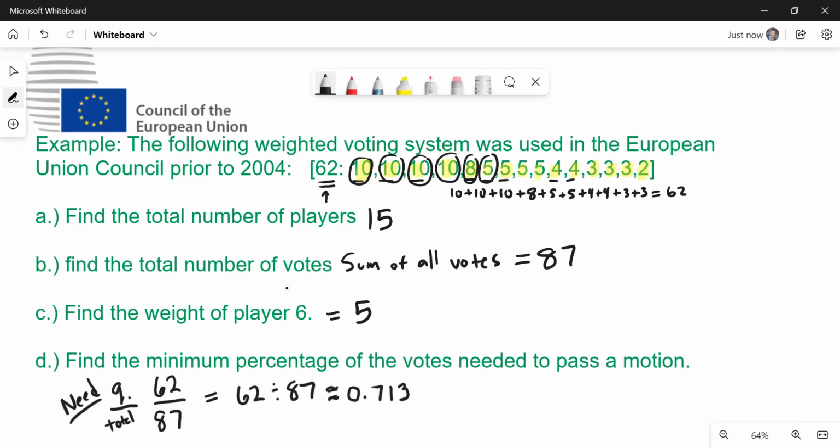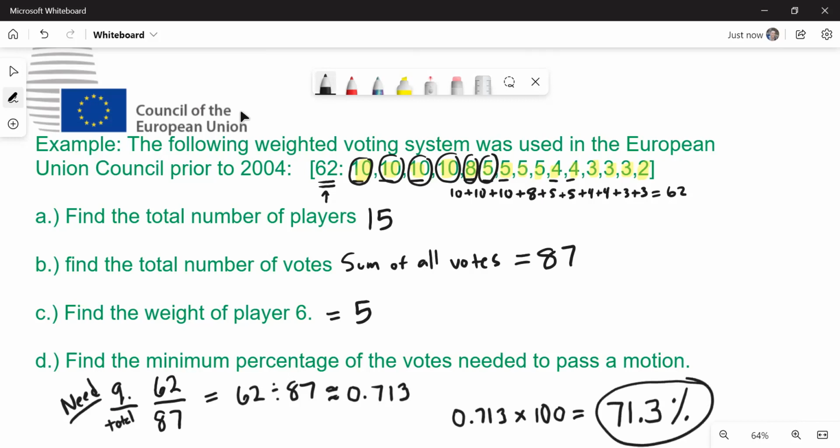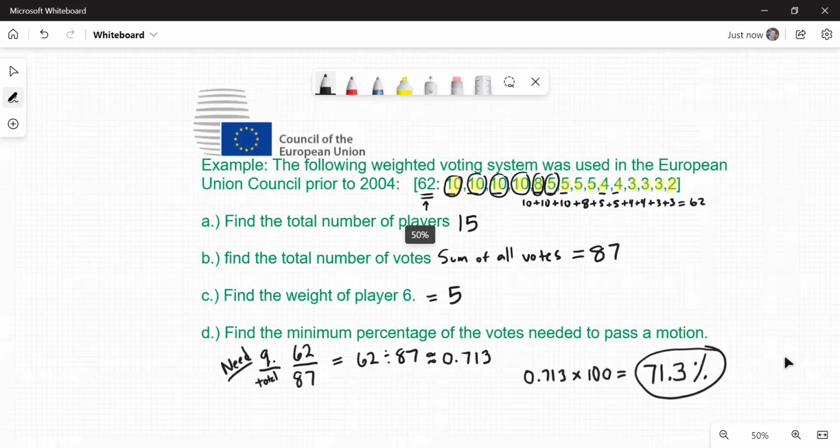Approximately 0.713. Remember, if you want to convert a decimal to a percentage, you can either just move the decimal place twice, or a nice way to think about it is, since a percentage is out of 100, you can just take that number and multiply by 100. So if you take that decimal on your calculator and multiply it by 100, you should get 71.3, and that means we need 71.3% of the votes. That's a pretty big number, right? That's much more than a majority being just over 50%.